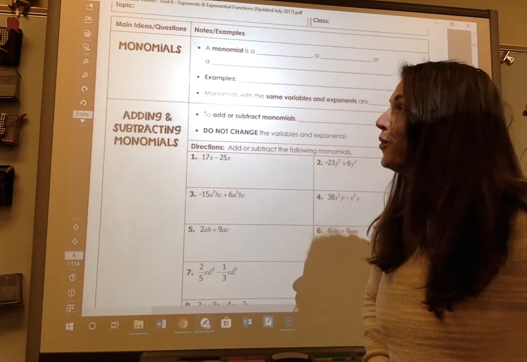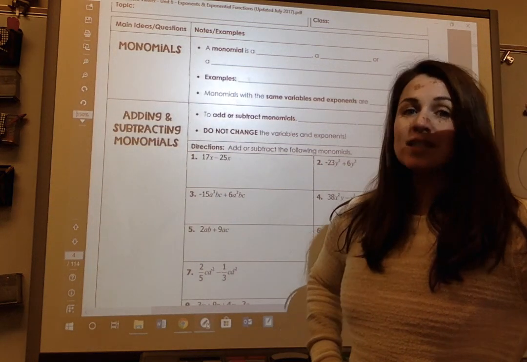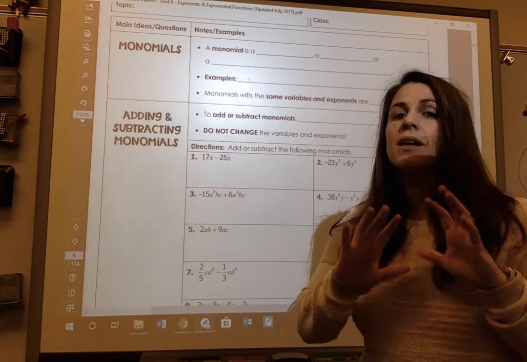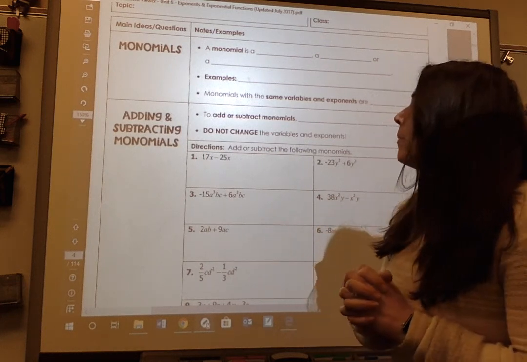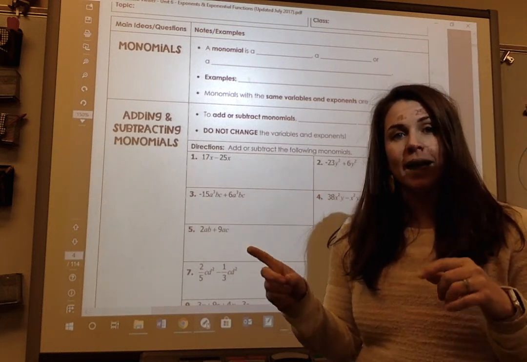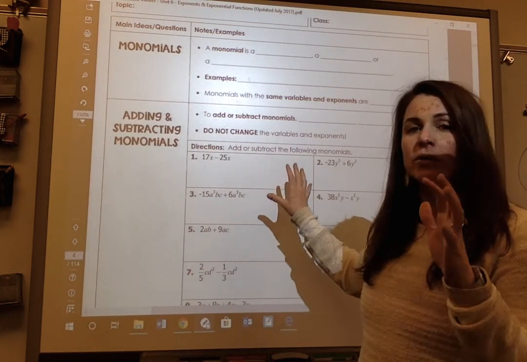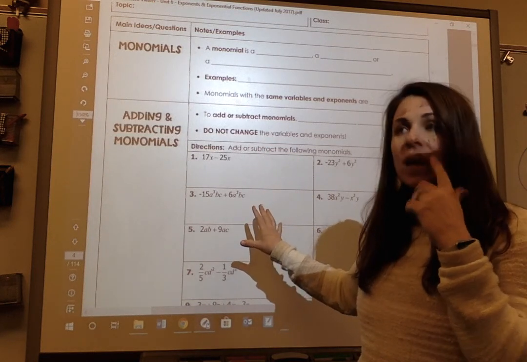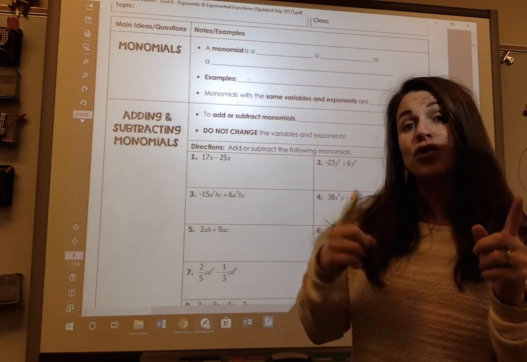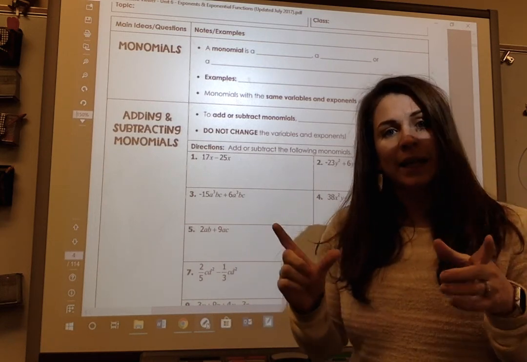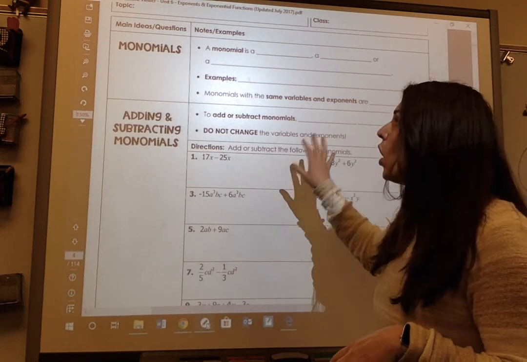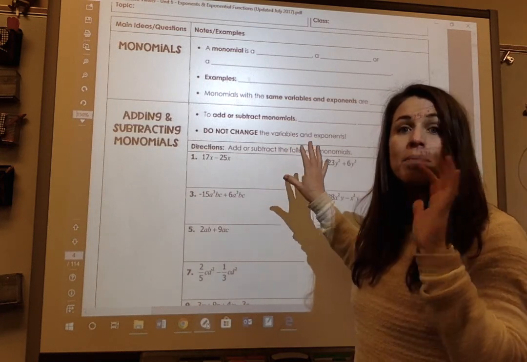Here we go, brand new unit. We're going to do unit 6, which is all about exponents and exponential functions. Before we go into that and talk about our first concept, which is monomials, adding and subtracting and multiplying, I want you to go back in your journal where we did combining like terms. And that is all that this page is about.